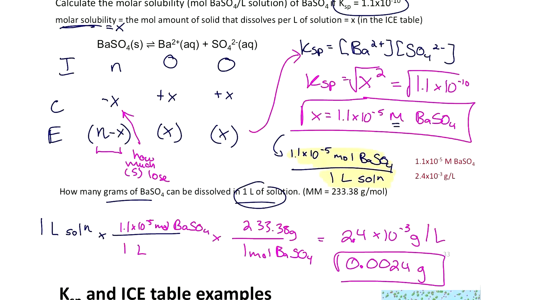So only a tiny bit of barium sulfate can dissolve in a whole liter of water. You know, that's like just a little speck on that balance, right? So this number is a lot easier to visualize, especially since you've had experience in lab using the analytical balances, which go out to 4 decimal places. So you know how sensitive those are.